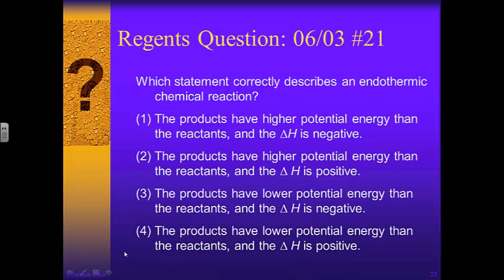Which statement correctly describes an endothermic chemical reaction? Well, in an endothermic reaction, we know that we're going uphill. Potential energy is increasing. Therefore, products must be higher than the reactants, and delta H would be positive. So choice 2.